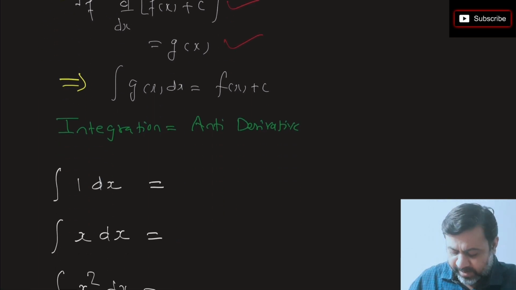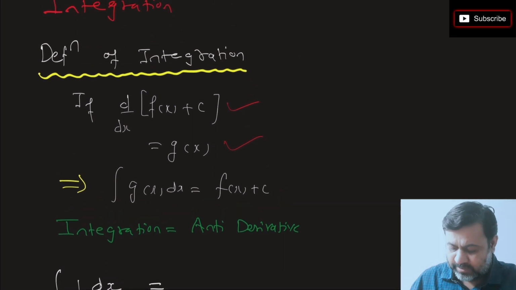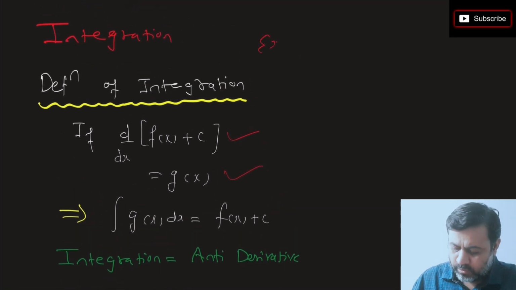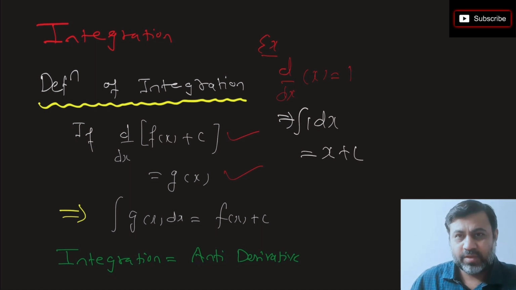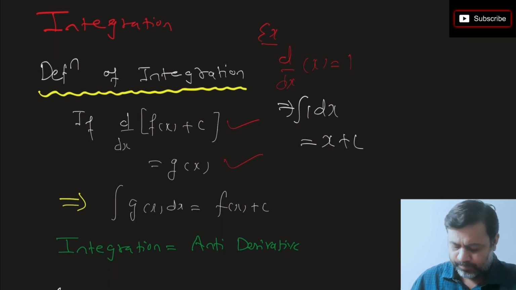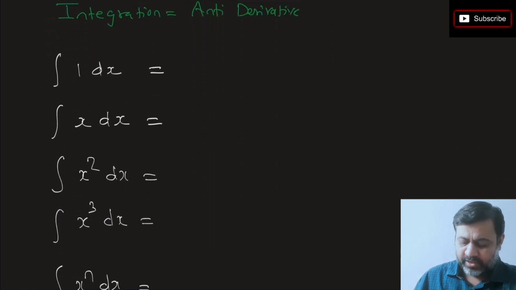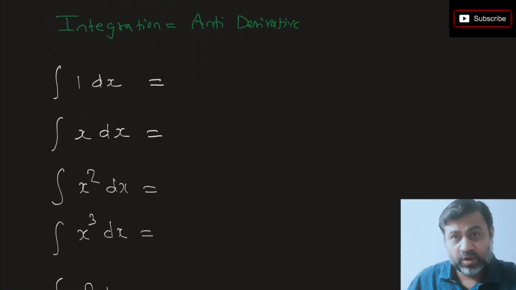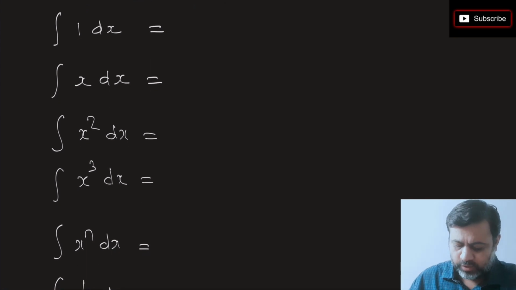So if I have to apply the definition on, say, x, let me take one example. What is the derivative of x? The derivative of x is 1. So if I apply the formula here, we get the integration of 1 with respect to x will be x plus c. Okay. So how to apply the definition? Just remove the derivative sign from one side, put the integration sign on the other side. That's it. Let's discuss some integration formulae. Integration is also called antiderivative, so that's what you need to know.